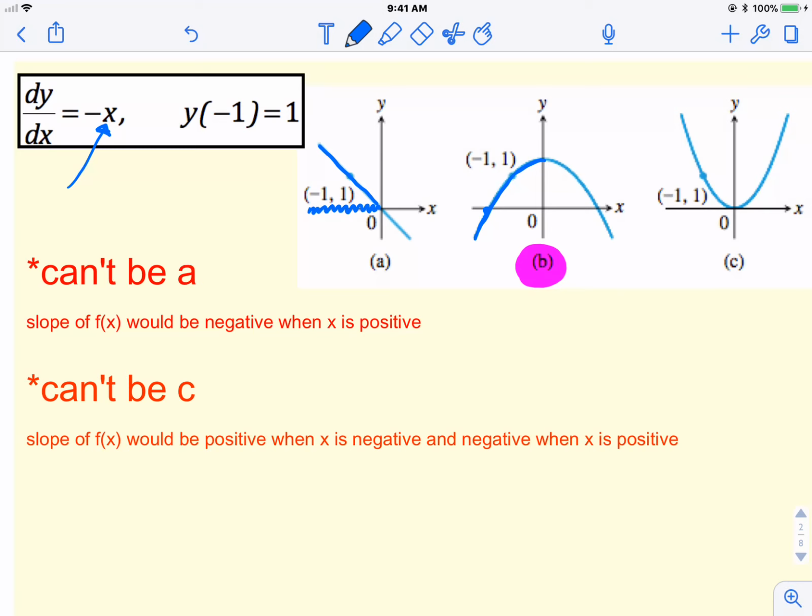B is also the reason it can't be C. For negative values of x, my slopes would have to be the opposite of x, or positive, and all my dy/dx, or slopes on this graph, would be negative. So in good words, you'd want to be specific and explain how you know why one of those cannot be the y function whose derivative is opposite of x.